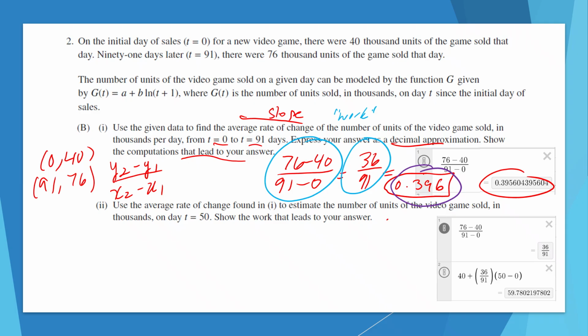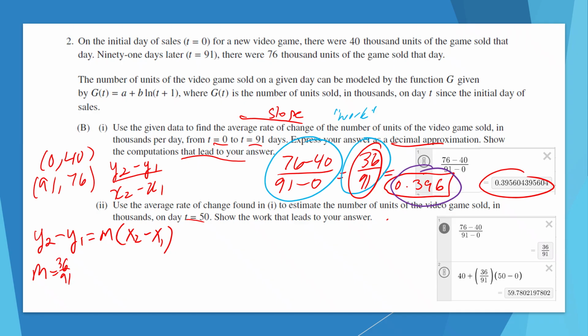Part 2, use the average rate of change found in part 1, so use that slope, to estimate the number of units on day 50, show the work that leads to your answer. So here, we're going to use point slope form. So y2 minus y1 equals m times x2 minus x1 here. Once we have this, we know our m is 36 over 91. So let me write that down.